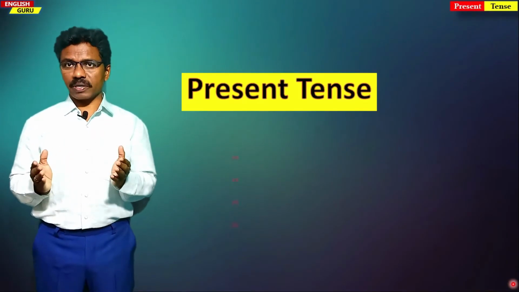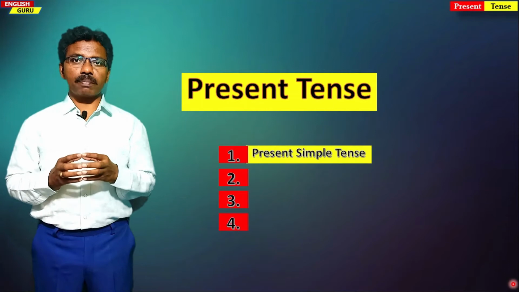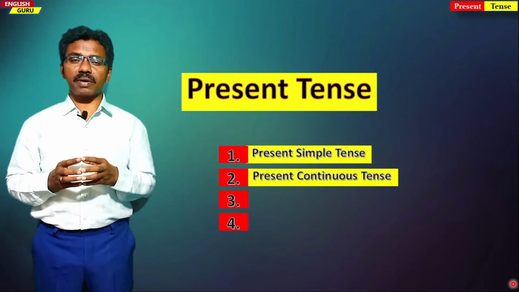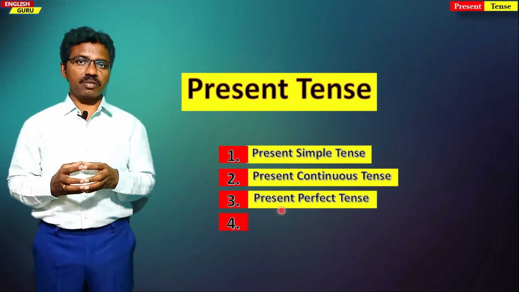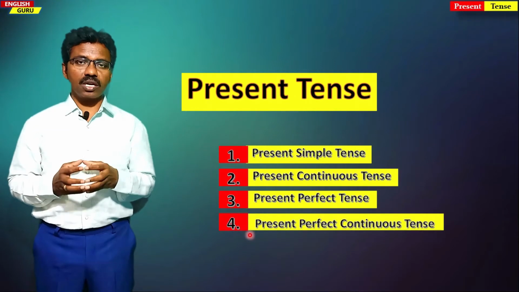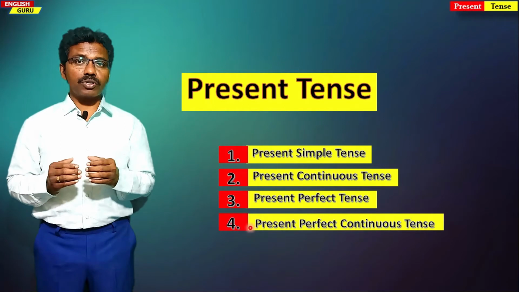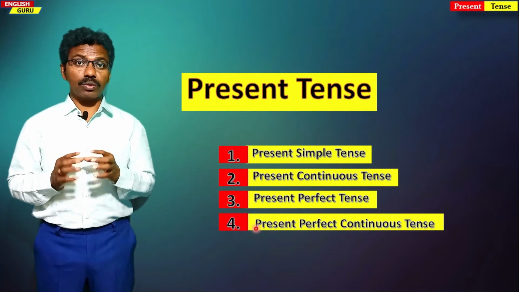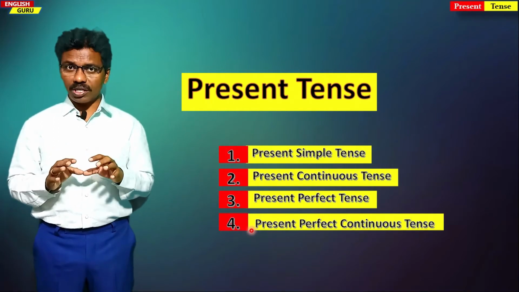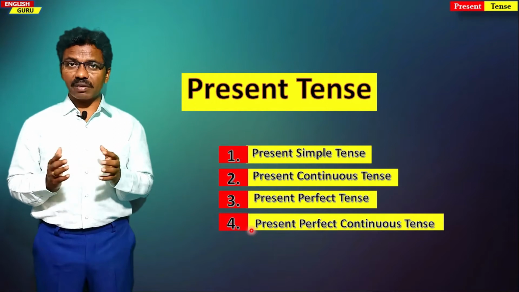Welcome back. Present tense has basically 4 aspects. The first one is present simple tense, the second one is present continuous tense, third one is present perfect tense, and the fourth one is present perfect continuous tense. And now let us try to know about each one and in what context they are used in a better manner. The first one is a simple present tense.